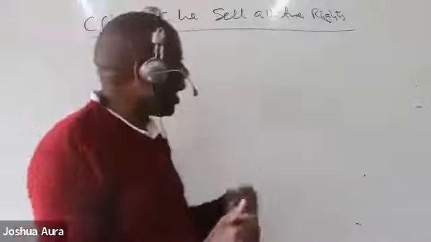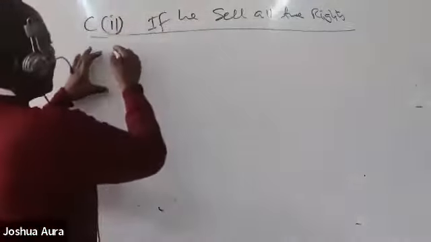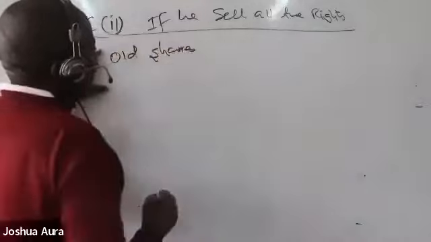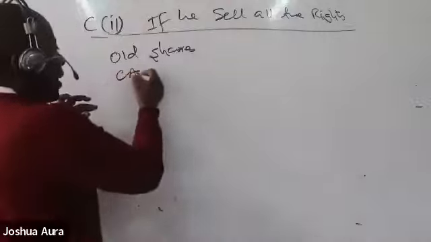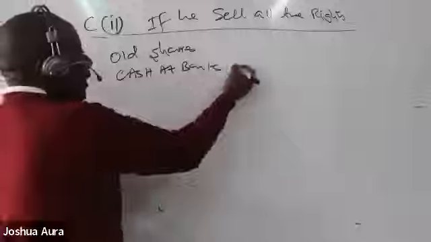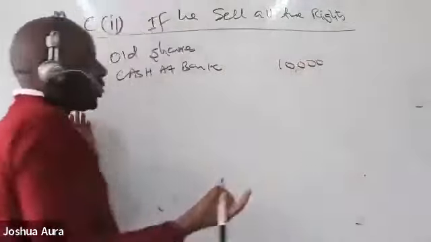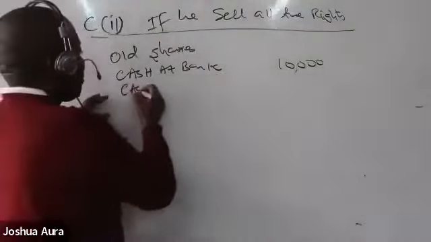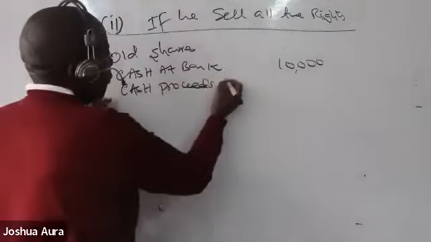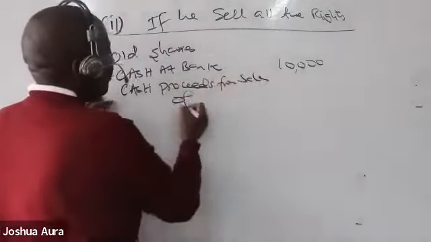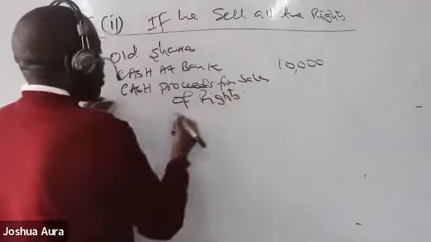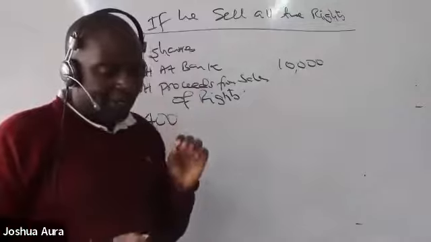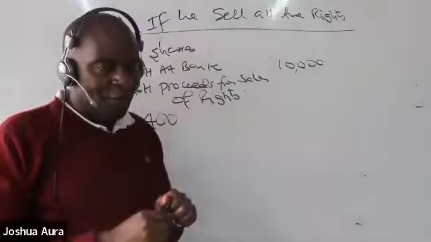Let me help you guys. If he sells all his rights, of course, in his balance sheet we are going to have his old shares. And then number two, we are going to have cash at bank. Cash at bank will remain at 10,000 this time around, because he's not buying shares. And then he's going to sell rights, so in this case we have cash proceeds from sale of rights. Remember, the rights this guy is going to sell are 400. These guys are not talking to me. The rights are 400.